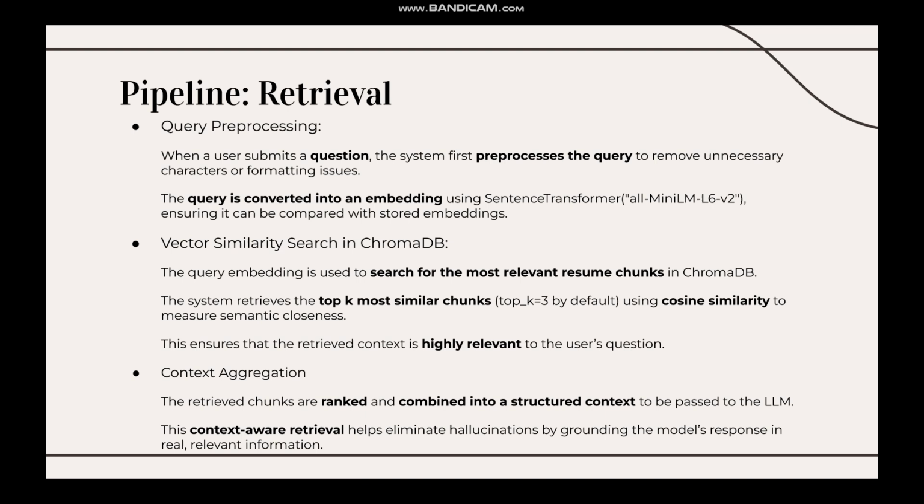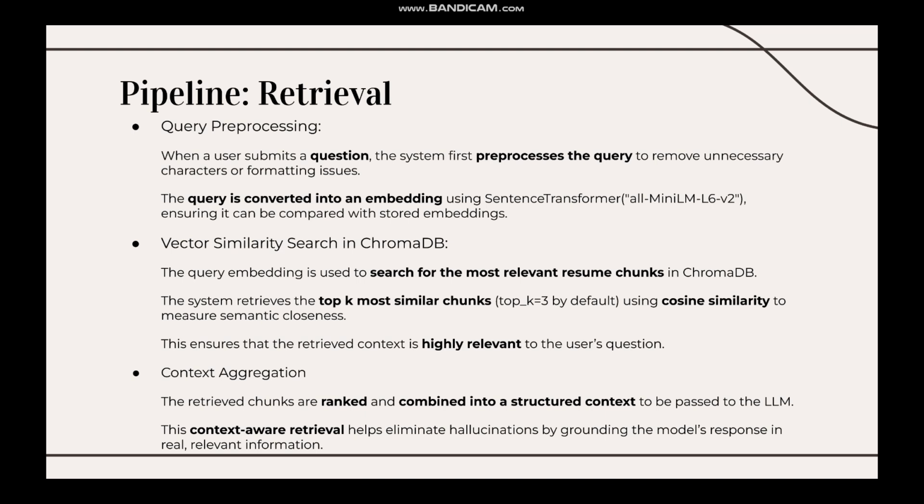Because if we use a different embedding model, though we might have the same embeddings, the meanings can be different. So there's no use in using the cosine similarity to compare the query embeddings with the storage embeddings. And then we do the vector similarity search in ChromaDB.